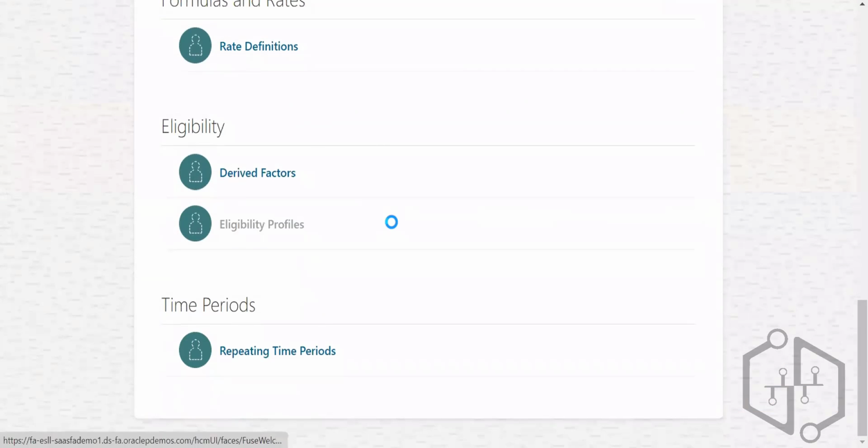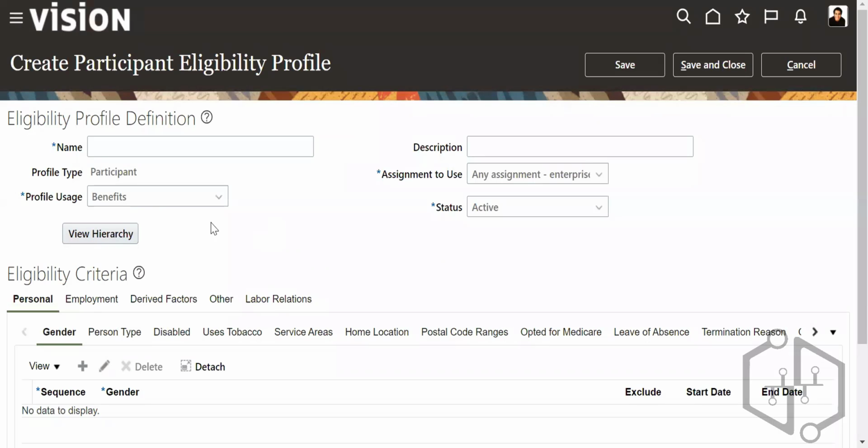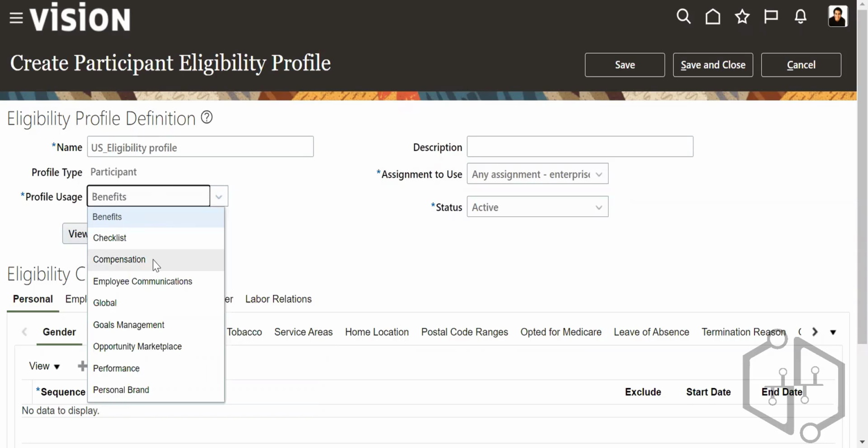Now going to eligibility profiles. Okay. Go to create participant profile. Now, profile usage can be anything. It can be benefits, checklist, compensation, global, goals management, performance, personal brand, whatever it is. It can be global. Profile usage you can write here as performance or benefits.